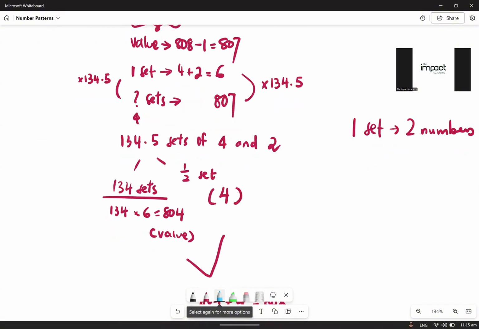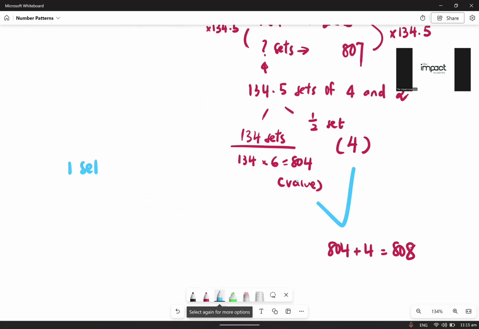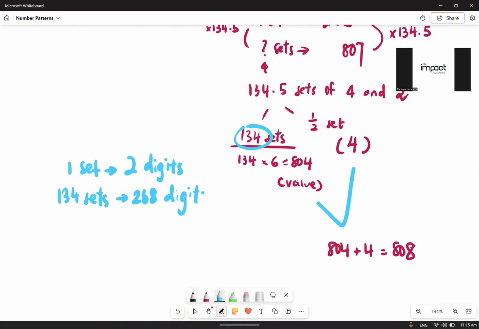I know that because there are 134 sets. Since one set is actually equals to two numbers, or in fact, we will just use the word digits instead, then 134 sets is actually equals to 134 times 2, which is equals to 268 digits. But you see, don't forget about this half a set. Half a set is just simply one number. So 268 digits, we need to add this one digit, which gives me 269 digits.